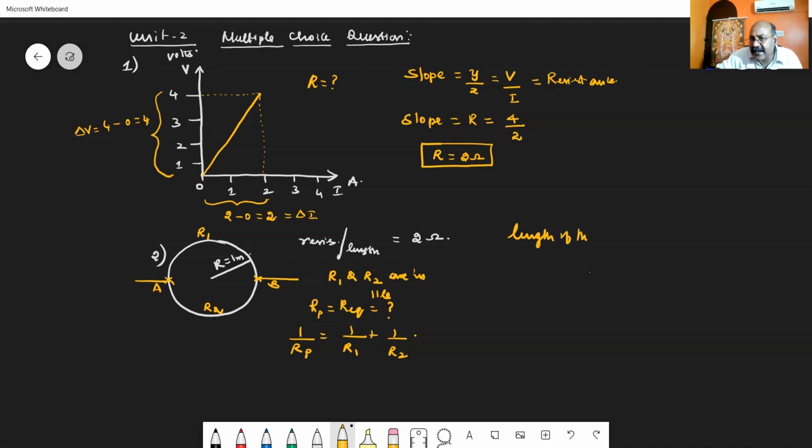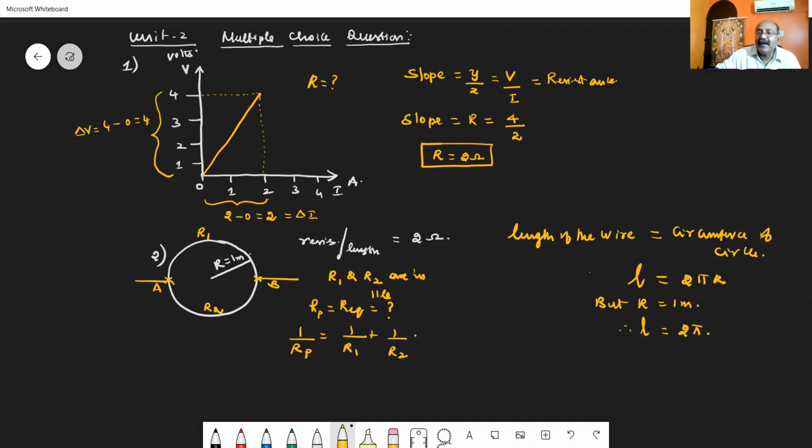Length of the wire is equal to the circumference of the circle. Circumference of the circle is nothing but 2 pi r, which is considered equal to the length of the wire L. But what is the value of the radius? Radius R is equal to 1 meter. Therefore, the length of the wire is equal to 2 pi. What is given? Resistance per unit length is 2 ohm.